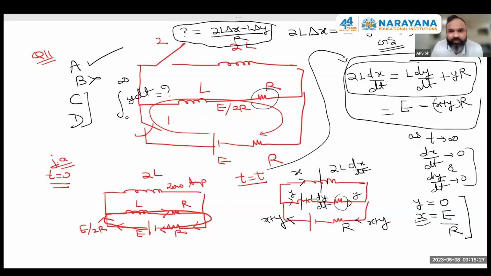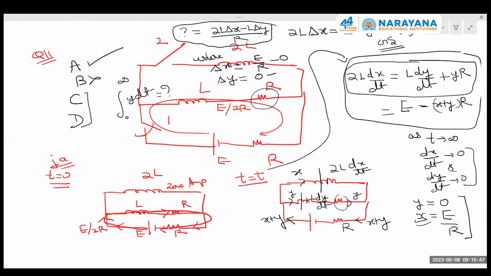Now the question is what is delta x, what is delta y? You know the situations. I'll substitute here. Now x is the current in the topmost branch and the final value is E by R. Initial value is 0. So delta x is E by R minus 0. And what about delta y here? Final value is 0 minus the initial value, which was E by 2R. So you substitute delta x, you substitute delta y, you'll get the value of unknown. So out of C and D, C is coming out and D is wrong. That is how you have to observe the question.